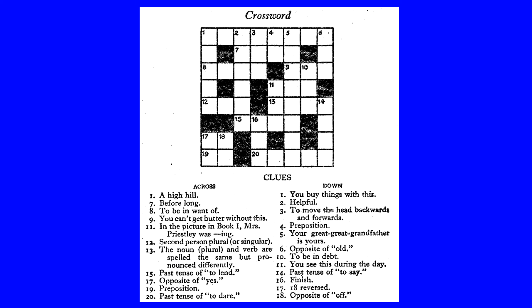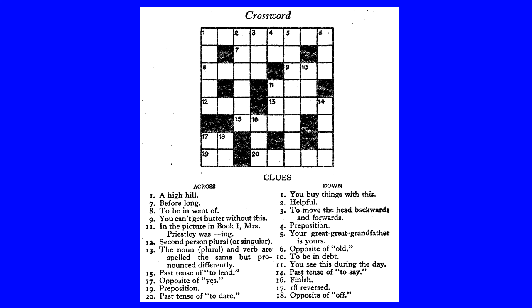Crossword. Clues. Across. 1. A high bill. 7. Before long. 8. To be in want of. 9. You can't get butter without this. 11. In the picture in Book 1, Mrs. Priestley was -ing. 12. Second person plural, or singular. 13. The noun, plural, and verb are spelled the same but pronounced differently. 15. Past tense of to lend. 17. Opposite of yes. 19. Preposition. 20. Past tense of to dare.